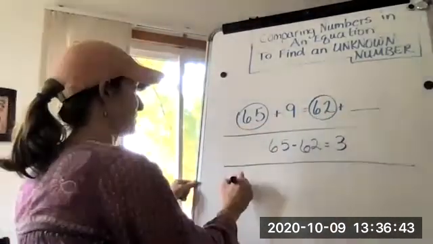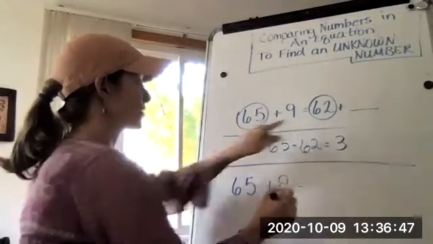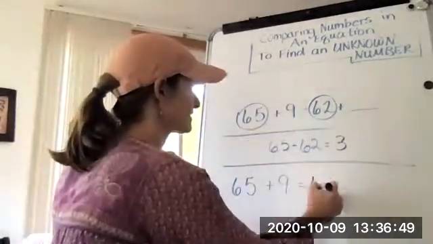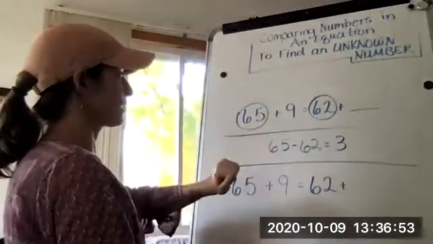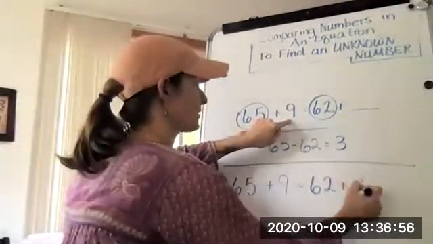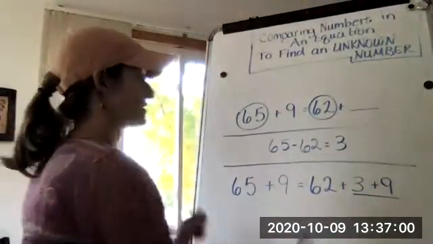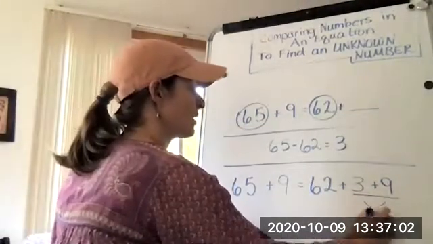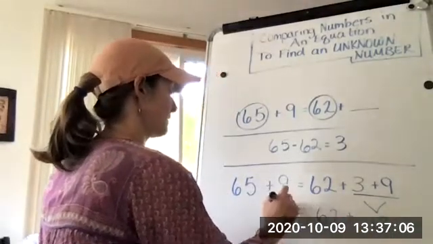All right, so I'm going to bring my 65, keep that the same. You're going to keep this side the same, but now we've got 62. Because we know that this side is 3 more, we're going to do 3 plus 9. Okay, so I know this is 12. I'm going to bring my numbers down and keep this the same.